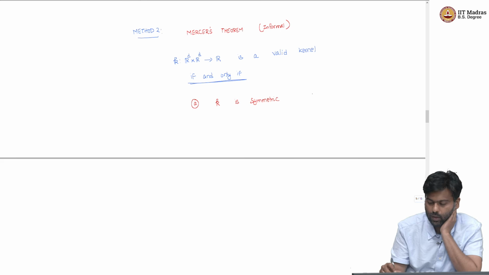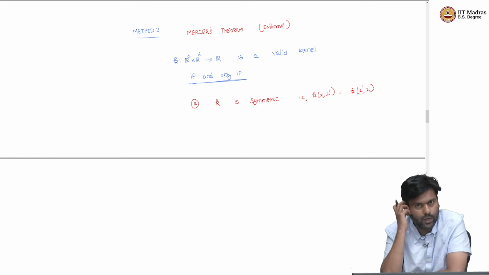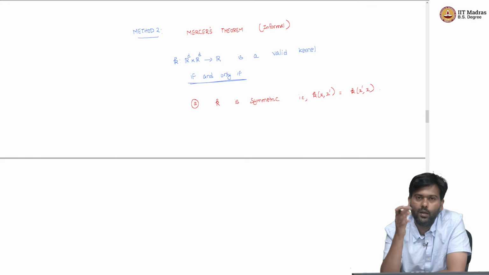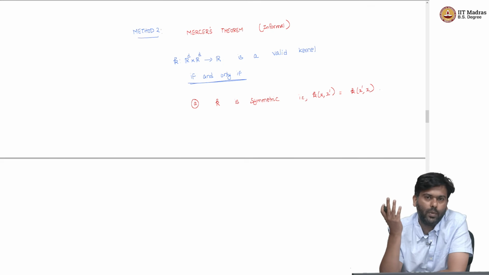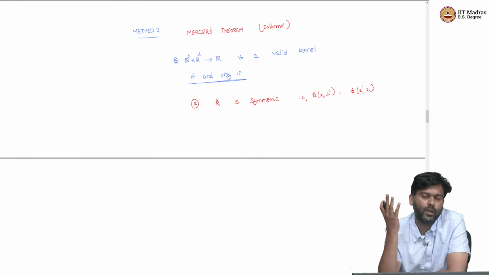What does that mean? That means that k of x comma x prime should be same as k of x prime comma x, that is this. Now, why should a kernel be symmetric? Well, we know that the kernel is going to compute dot products in some high dimensional space, which means k of x comma x prime has to be phi of x transpose phi of x prime for some phi.